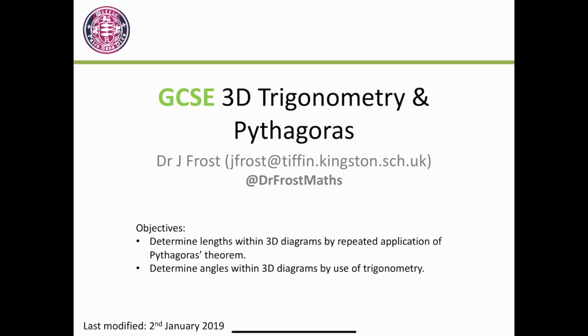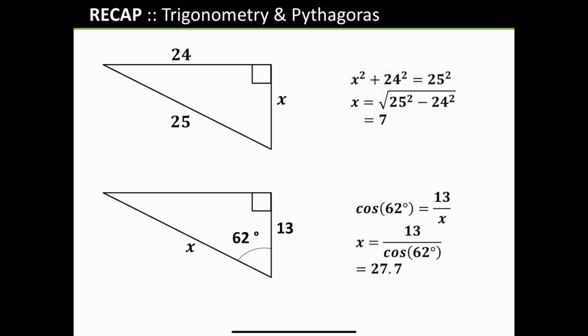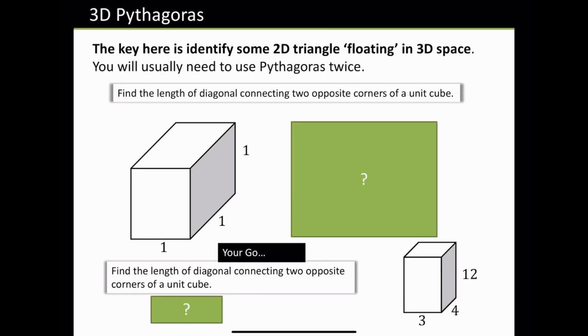Year 10. So what we're going to be talking about today is 3D trigonometry and Pythagoras. The main thing we need to be able to do is use the Pythagoras theorem and also use shortcuts. If you want to pause the video and try these two questions, the two answers you should have had are 7 and 27.7.